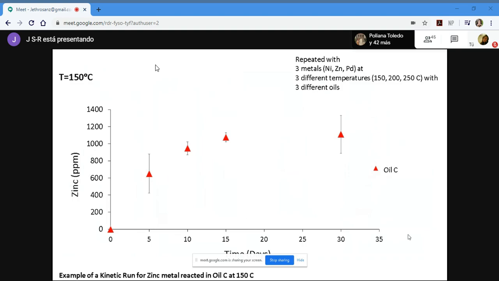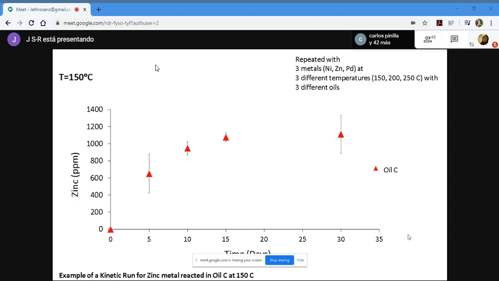Here is an example of how we determine the steady state concentration. Basically, we test the concentration of the metal at 5 days, 10 days, 15 days, 30 days, and so on, until we see that the concentration of the metal in the oil plateaus. And whatever this concentration is, we deem it to be the steady state concentration.